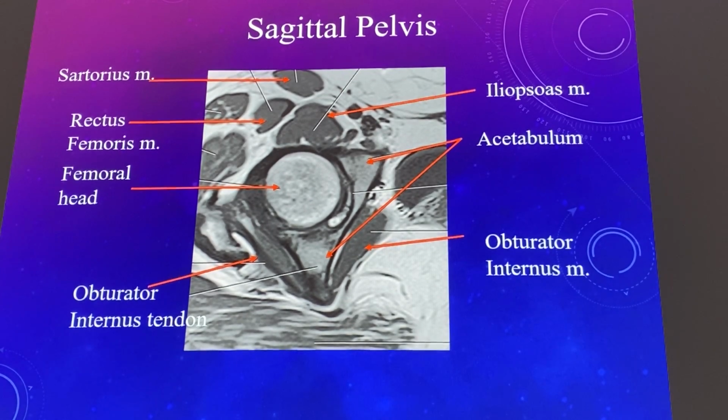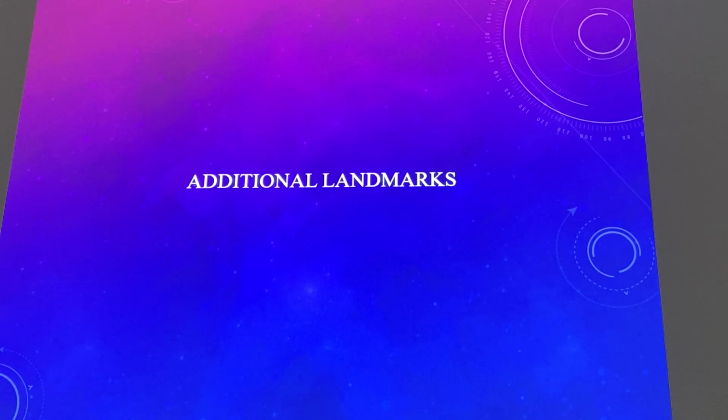Sagittal, same thing. You're going to have obturator internus. You're going to have the sartorius. You're going to have the rectus femoris. And then directly over here is going to be iliopsoas. We're going to primarily focus on the axial perspective. Questions on that?